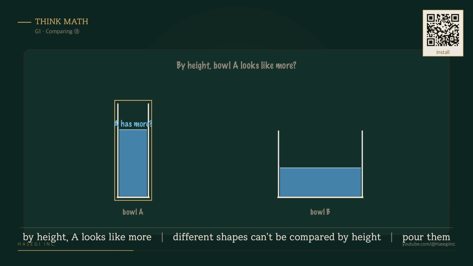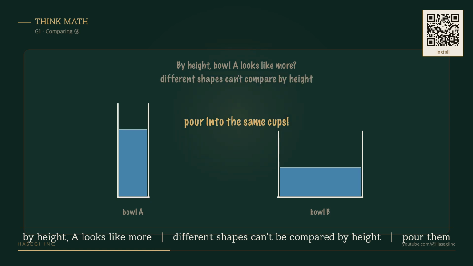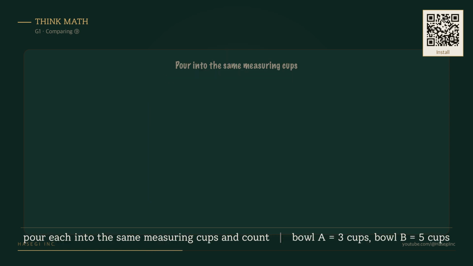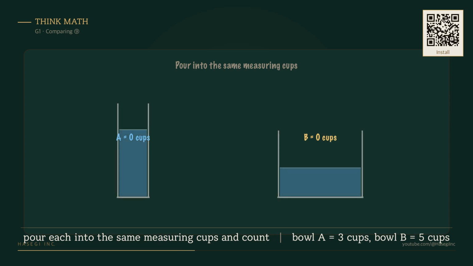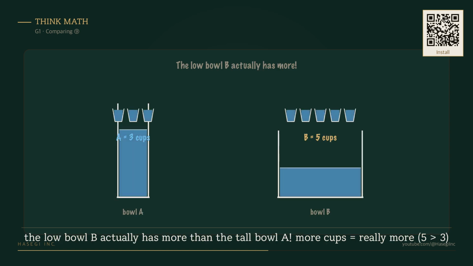But when the shapes are different, you can't compare by water height. So let's pour each one into the same measuring cups. Pour the water from each bowl into the same measuring cups, one by one, and count. The narrow bowl A makes 3 cups, and the wide bowl B makes 5 cups. So bowl B, whose water lay down low, actually has more than bowl A, whose water rose up high.